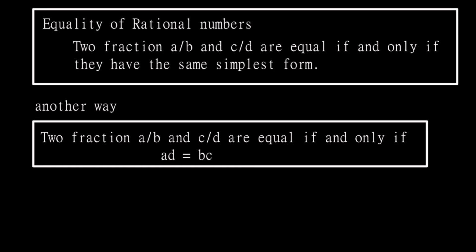Let's say we have two rational numbers a by b and c by d. What we do is we take the numerator of the first number and the denominator of the second number, multiply them and keep the result. Then we take the denominator of the first rational number and the numerator of the second rational number, multiply them and keep the result. If both results are equal, then we say that the two fractions are equal.